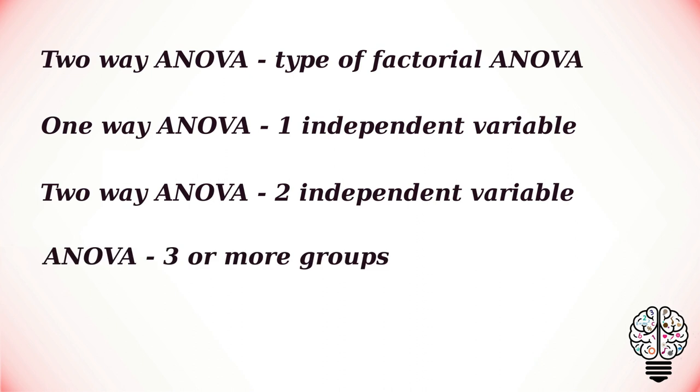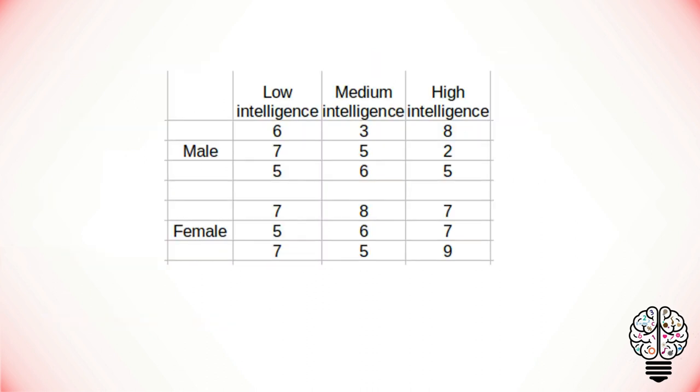All ANOVAs are designed to test for differences among three or more groups. If you are only testing for a difference between two groups, then we can use a t-test instead. Now, let us take a look at an example to understand two-way ANOVA.